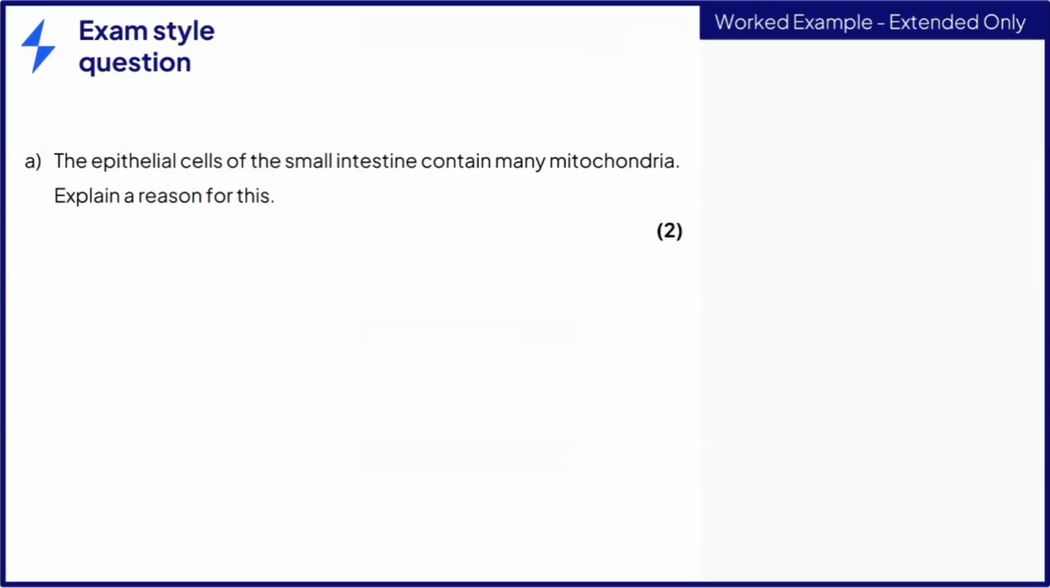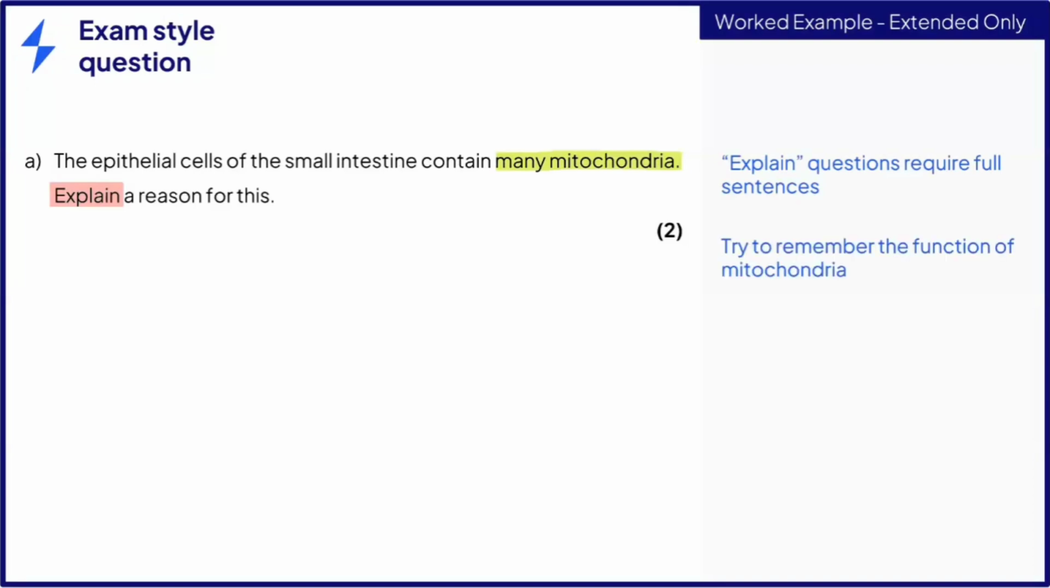Let's now look at a few exam-style questions that you may encounter. The first question states that the epithelial cells of the small intestine contain many mitochondria, and you have to explain the reason for this for 2 marks. Remember that the command word explain requires answers given in full sentences. To answer this question, you need to recall the function of mitochondria. Remember that these organelles are the site of aerobic respiration.